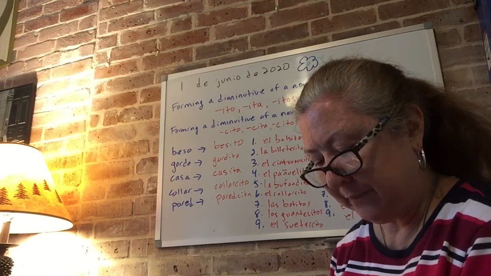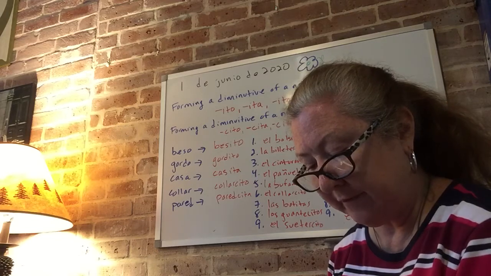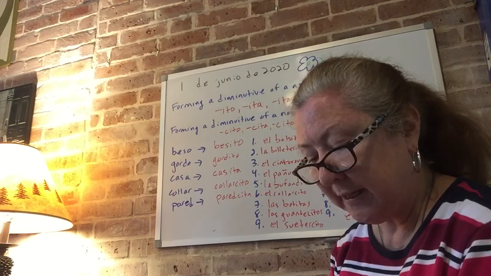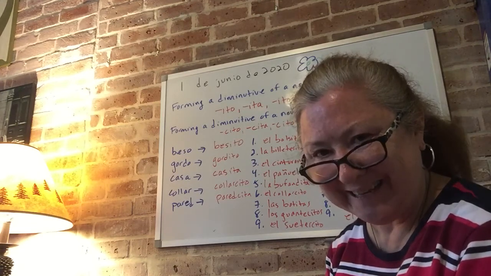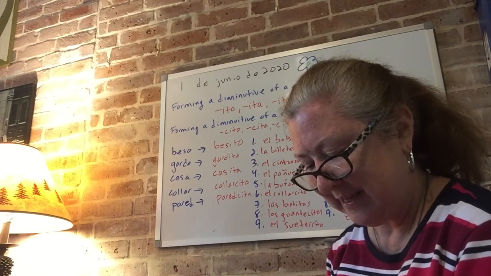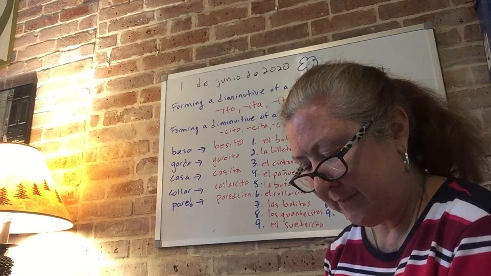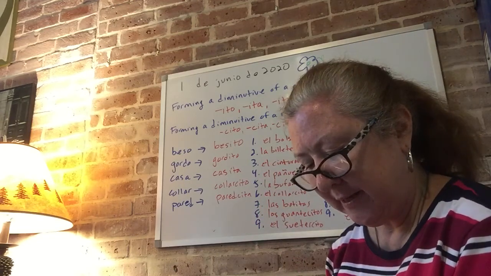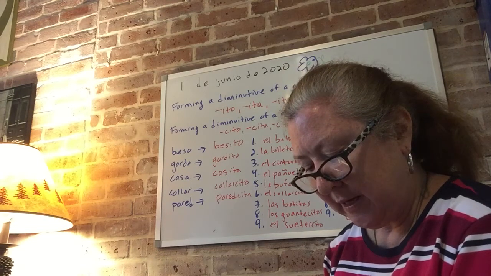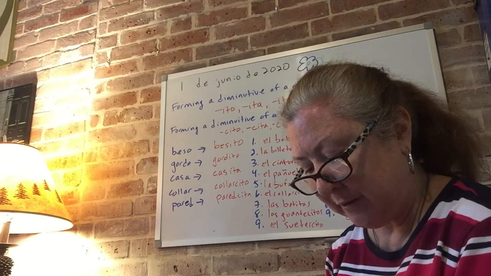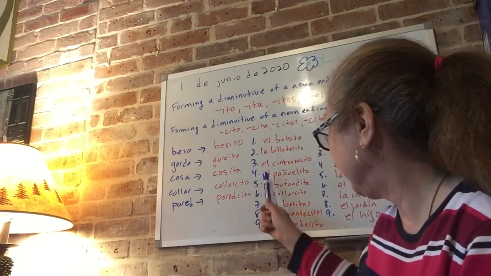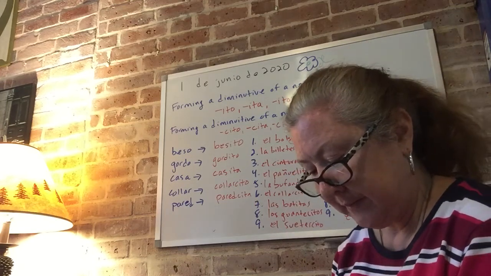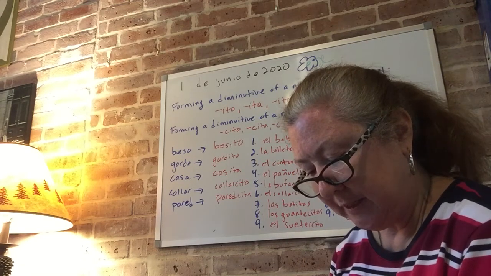La billetera. So billetera is feminine. It ends in a vowel. So we look at these endings. So it becomes la billeterita. So you can write that down, la billeterita. It's a mouthful. Number 3, el cinturón. So it's masculine, it ends in a consonant, so it becomes el cinturoncito. El cinturoncito. And it does lose the accent in that, but just so that you're aware.